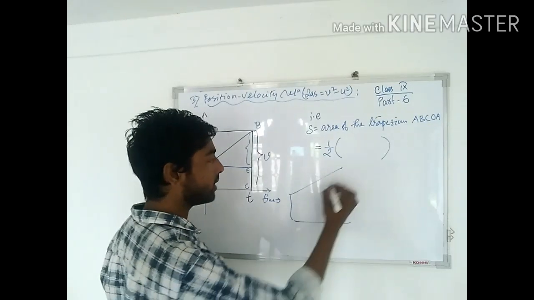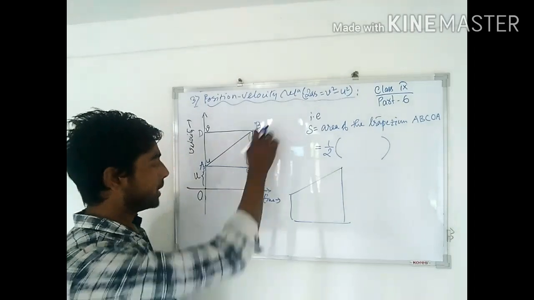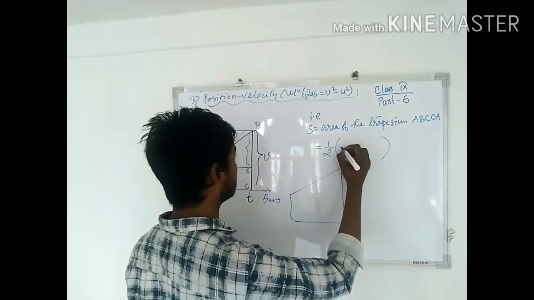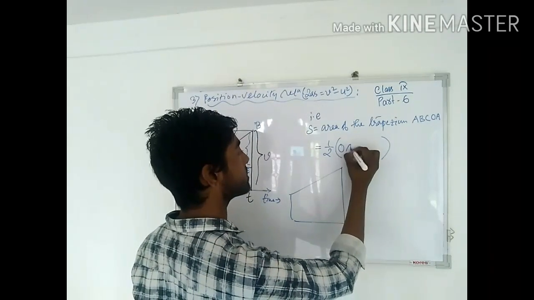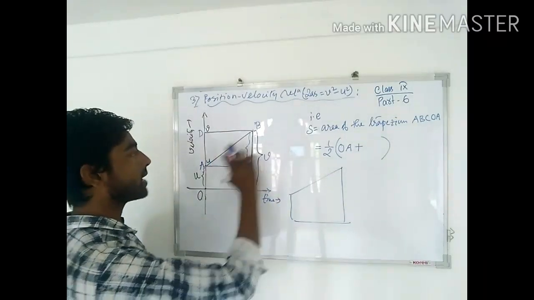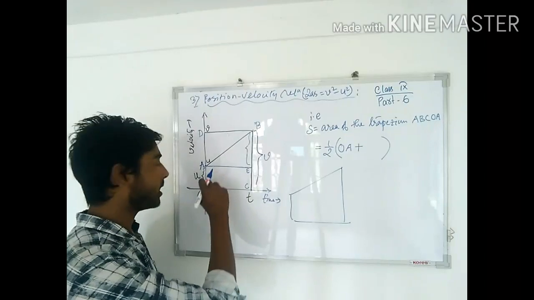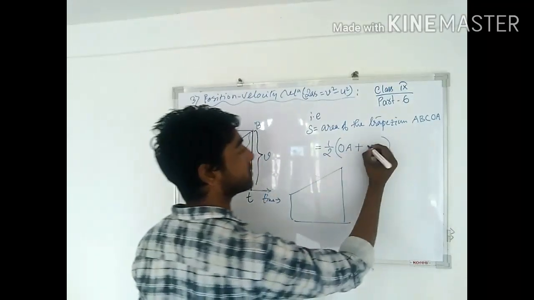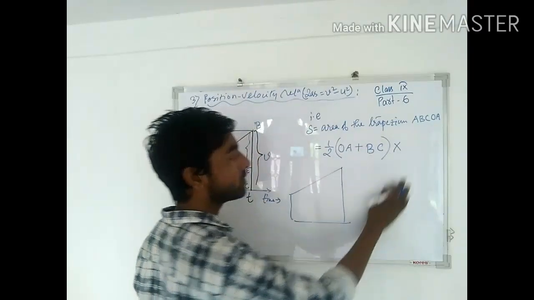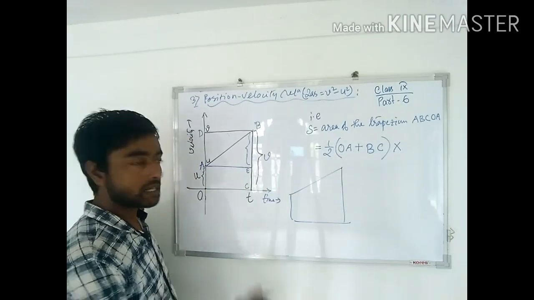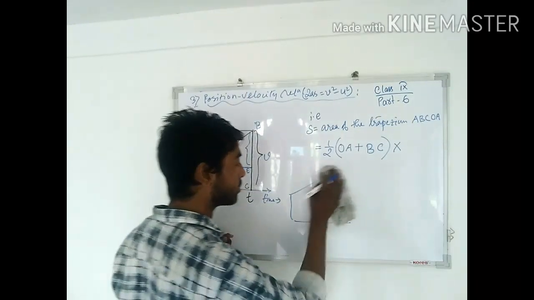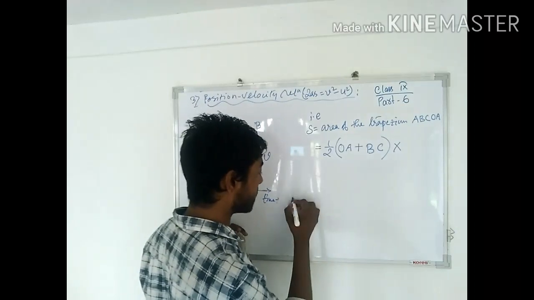So which are parallel? OA and BC. So what can I write? I can write here OA plus BC, half the sum of the parallel sides. Which are the parallel sides? OA and BC. Into what? The separation between the parallel sides, and you can also say height. The trapezium we should draw standing like this.